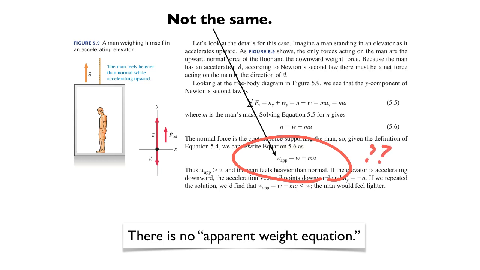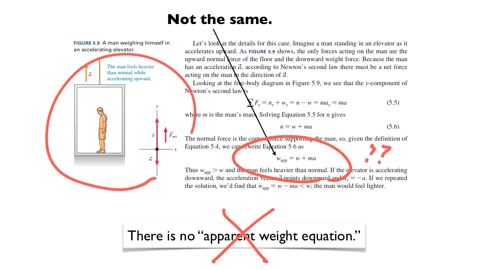This is not a law. There is no apparent weight equation. Okay, there is no apparent weight equation. This is true for the specific case of a person in an elevator accelerating upward and a few other situations, but it is not generally true. This is not a numbered equation. This is not like a rule or something like that. This is just for this particular case, that's the apparent weight. But you can't use this to solve other problems. So do not use this equation.